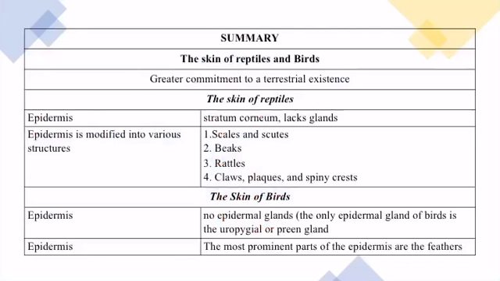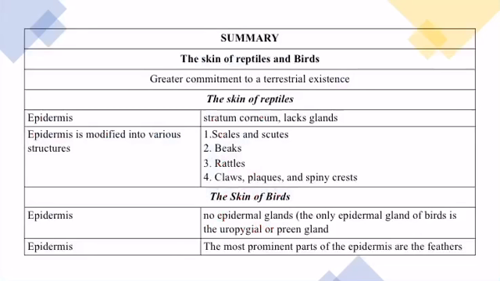Summary of today's lecture. So this was all about today's lecture, which was on the topic the skin of reptiles and birds. The skin of reptiles and birds depicts a greater commitment to a terrestrial existence. The skin of reptiles, epidermis. The epidermis of reptiles has an outer layer which is the stratum corneum, and the epidermis lacks glands. The epidermis of reptiles is modified into various structures like scales, scutes, beaks, rattles, claws, plaques and spiny crest.